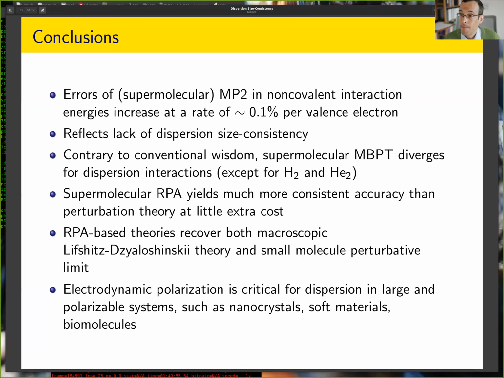And RPA really is a much better alternative there. It's essentially no more expensive than MP2, but it gives you dispersion size consistency. And especially if you're doing something like a nanocrystal, or even molecular crystals with smaller monomers, I really think that going to something like RPA is needed. Thank you. That's all I had to say.